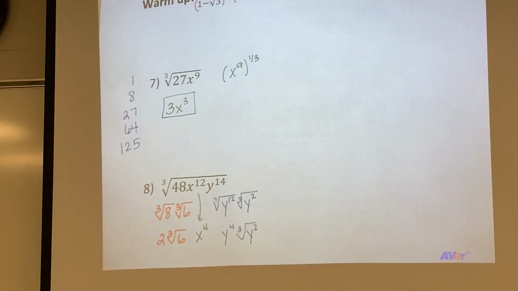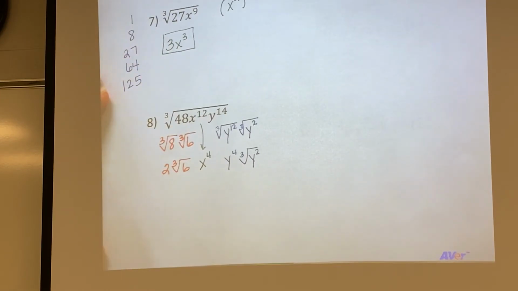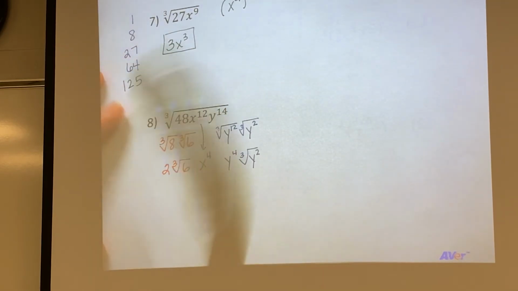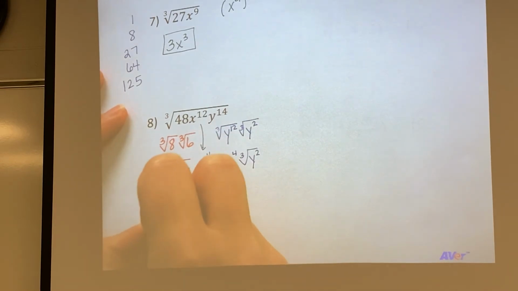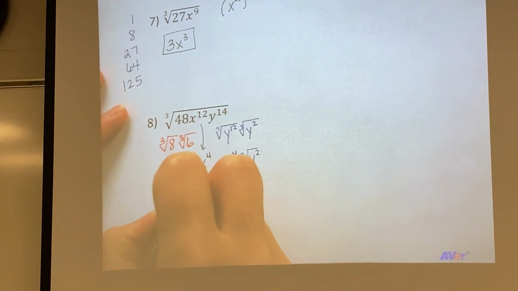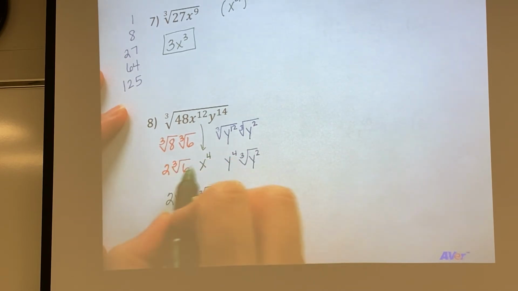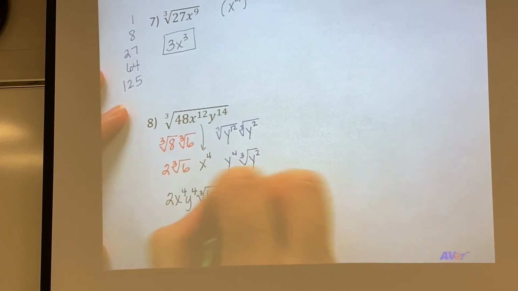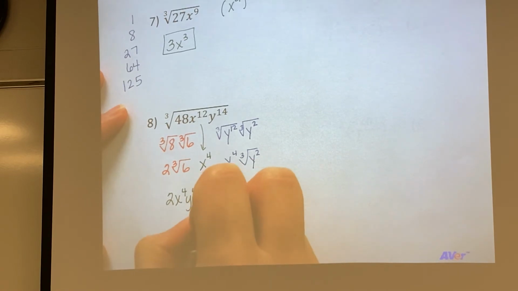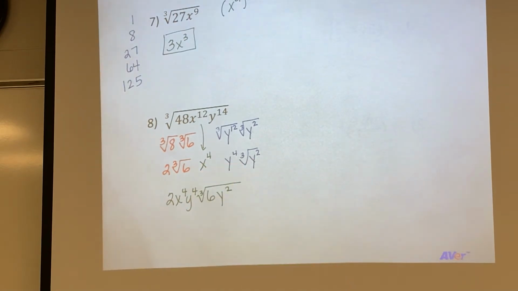Our last step is to take everything that's on the outside of the radical and put them together and put all the stuff on the inside of the radicals together. So the 2, the x to the 4th, and the y to the 4th all go on the outside. And then we have our cube root. So inside we would have a 6 and a y squared. Lots of exponents on that one.